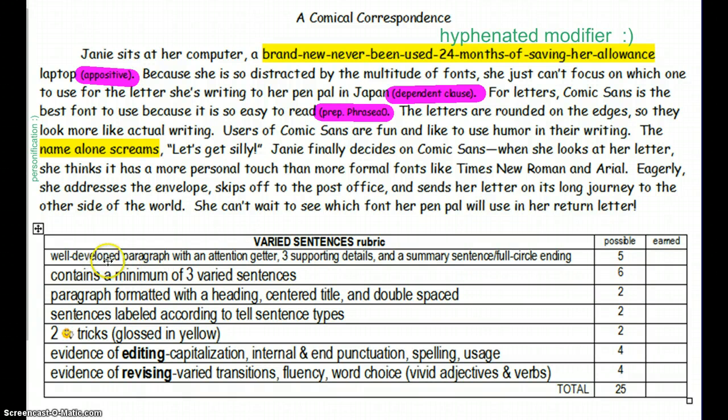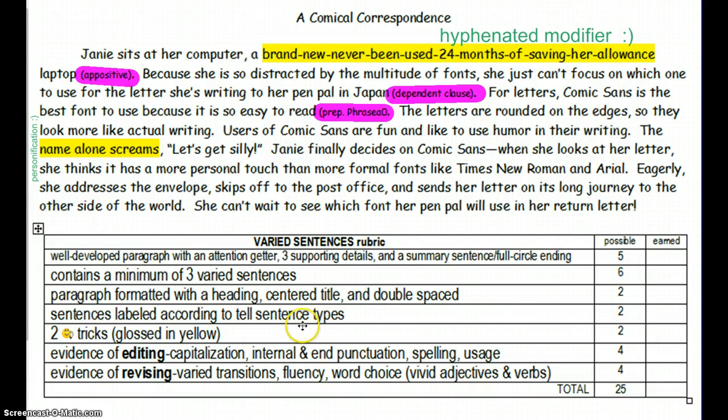So here's the rubric. They need to write a well-developed paragraph that has an attention getter, 3 supporting details, and a summary sentence or a full circle ending. They need to have a minimum of 3 varied sentences, and they should be labeled as done in the example. They should have a paragraph that's formatted with the heading, and you can't see mine on here, it's cut off a little bit, but their name, the title, that it should be double spaced, although I did encourage that it be put on one page so that I could display them during conferences.